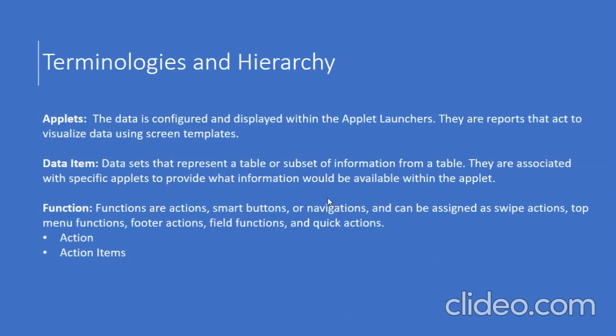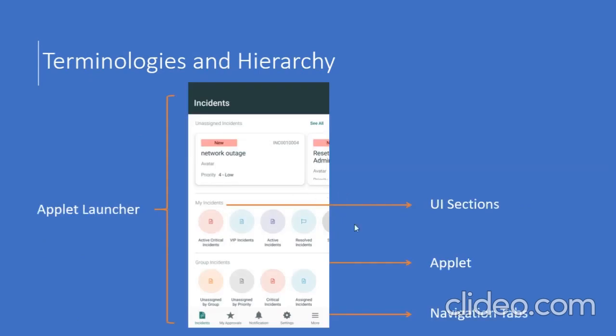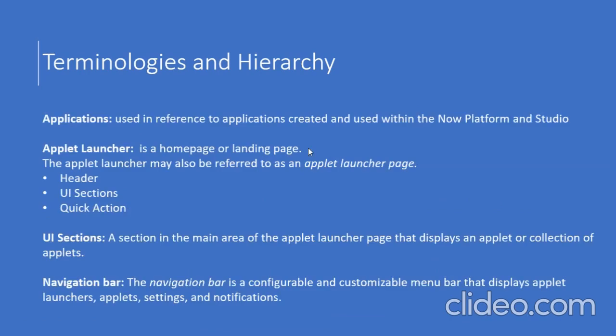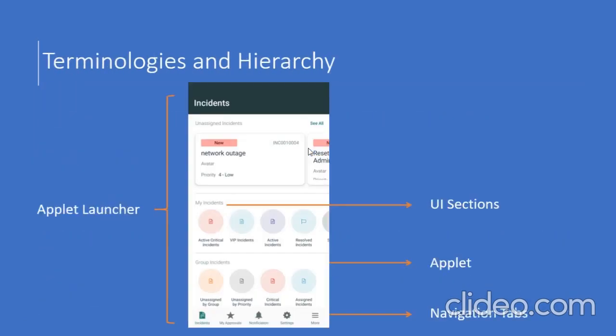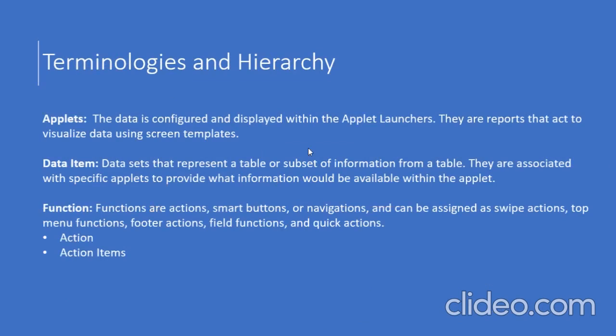Applets. Applets are similar to application menus in the Now platform. For example, active critical incident, VIP incident, and active incident are all applets. And these applets are configured to the applet launcher. Data item. A data item acts as a database for the applet. It is similar to creating a report in the Now platform.